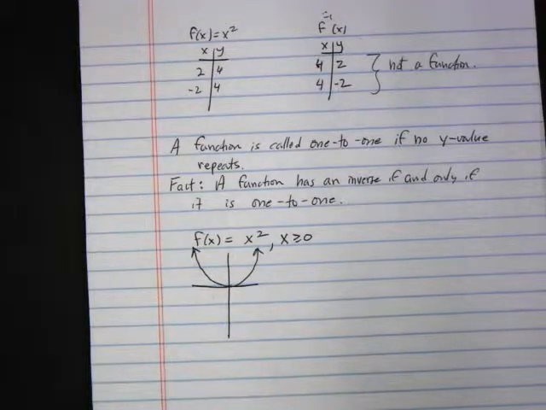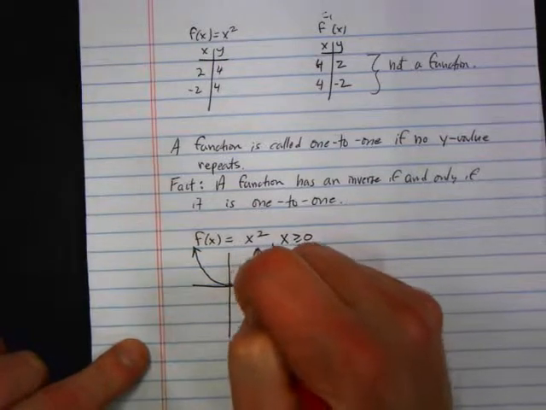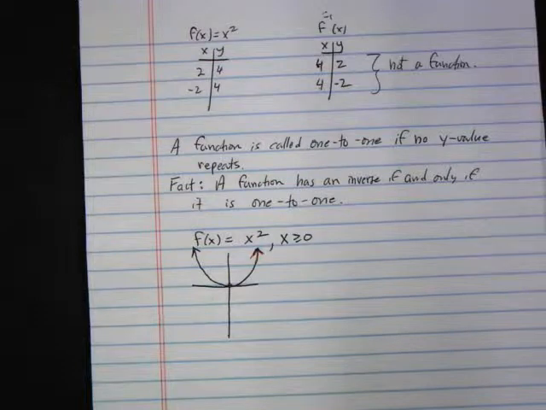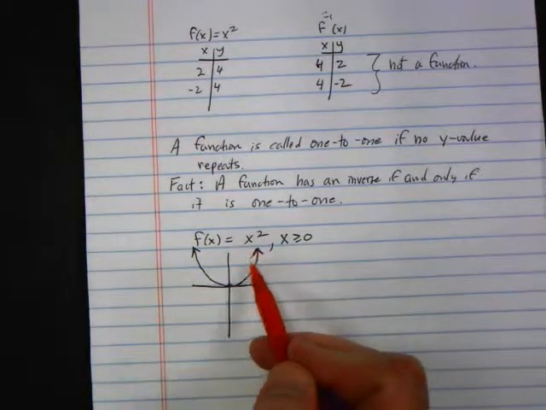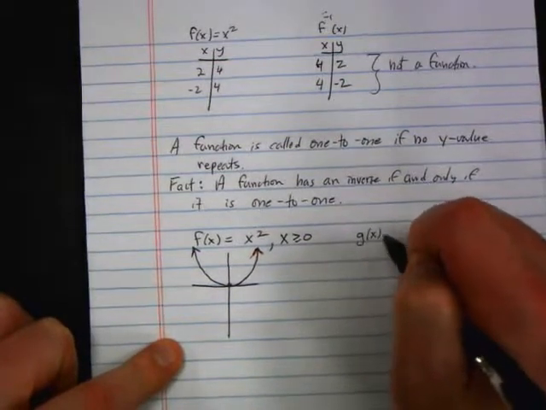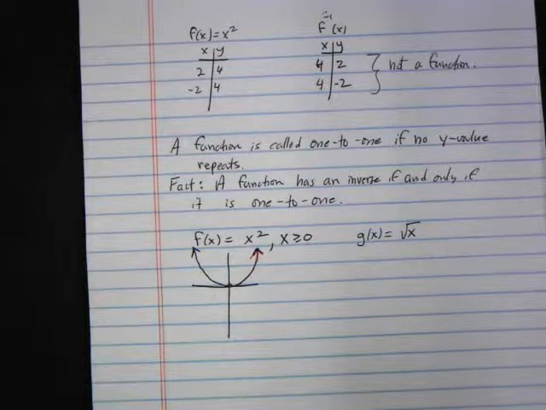So if f of x equals x squared, but I only choose the right-hand side of that parabola, is that function now one-to-one? Yes, because if I draw a horizontal line, it's only going to hit once. So for that function, its inverse is the square root of x. Now I don't have that issue with negative values anymore. Questions on that?